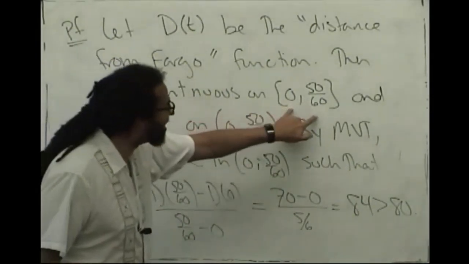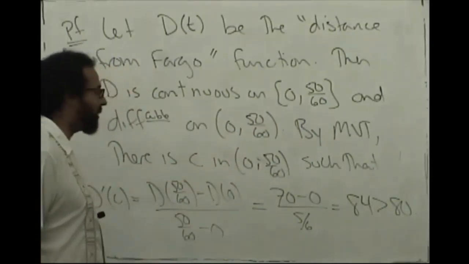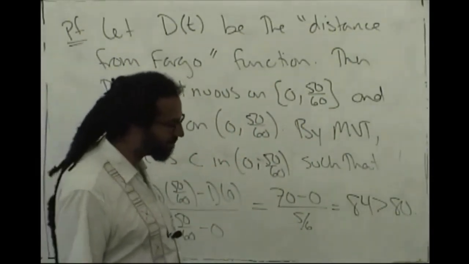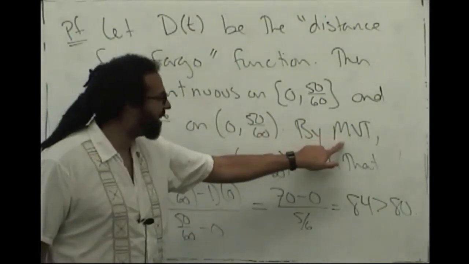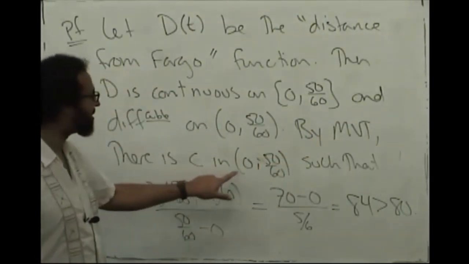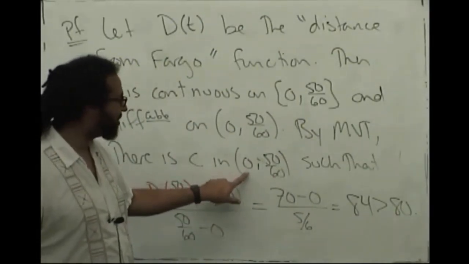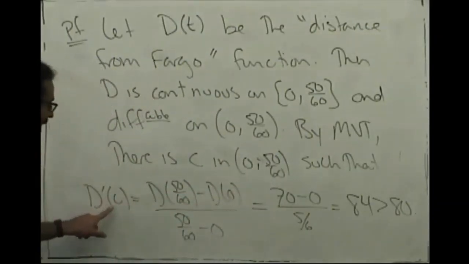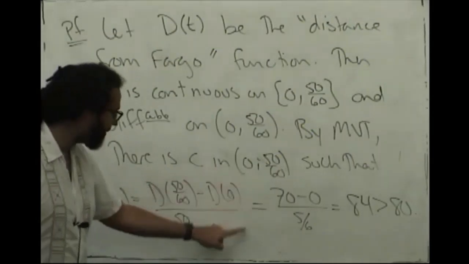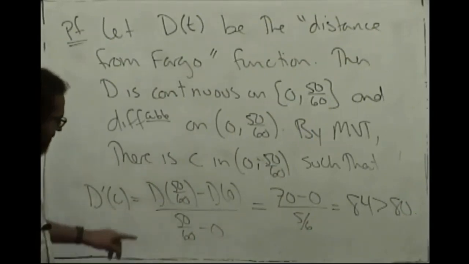So d is continuous on this interval, and it's differentiable on the open interval, because we're not stopping or turning, no sharp turns or any of that. So the MVT, the mean value theorem, says there's some number c in my time interval, from the starting point to 5/6 of an hour, such that d prime of c is equal to the average rate of change. So the instantaneous rate of change is equal to the average rate of change.